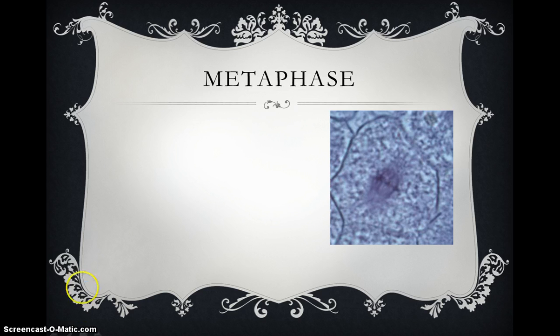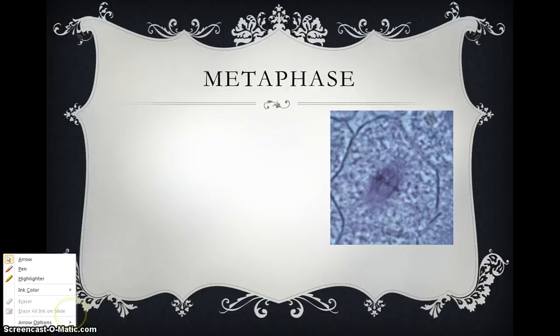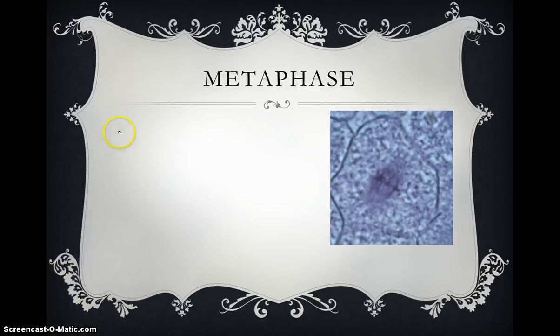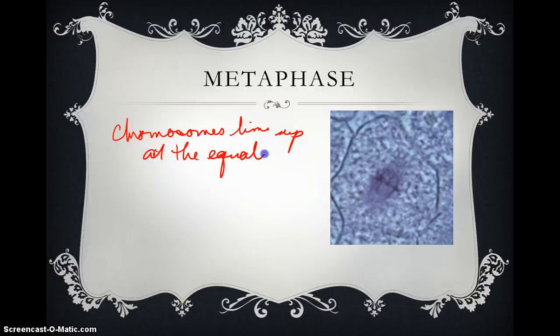Metaphase, in contrast, is a very simple phase. It has but one event, and that being that the chromosomes are going to line up at what we call the equator. Very simple. That's the extent of what's going to happen there.